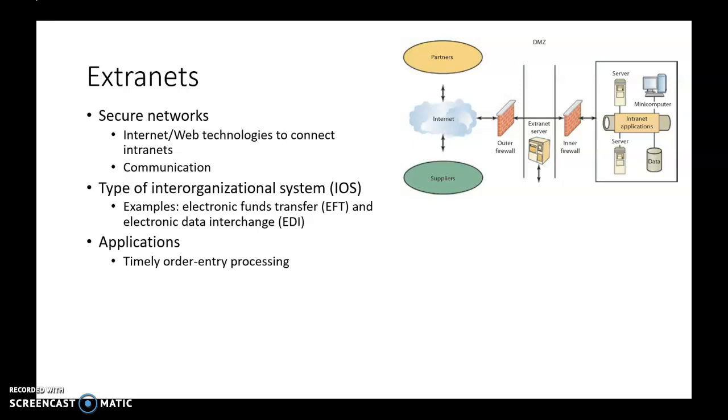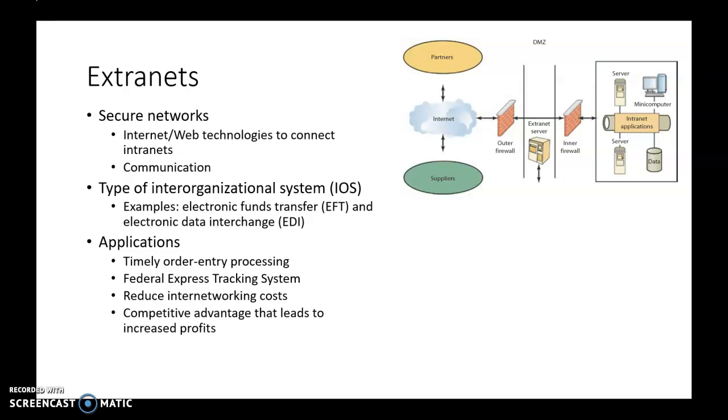We see order entry processing. Instead of filling out forms and physically handing those forms in, this is done all electronically. We see Federal Express and how they've used that with their tracking systems. In general, using some sort of internet networking aspects helps to reduce costs, partly because we have an increase in communication, and can lead to competitive advantages.